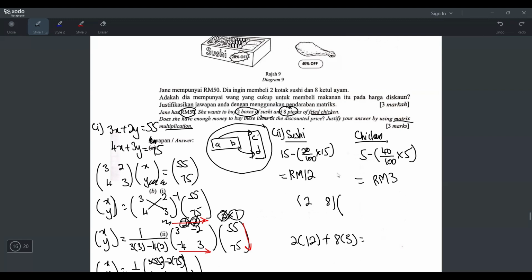So mesti lah you darab dengan price per box of sushi 12, and then 8 at the 3 letak bawah macam ni. And if you write like this, you will end up with 2 times 12 plus 8 times 40 plus 8 times 3. Okay.